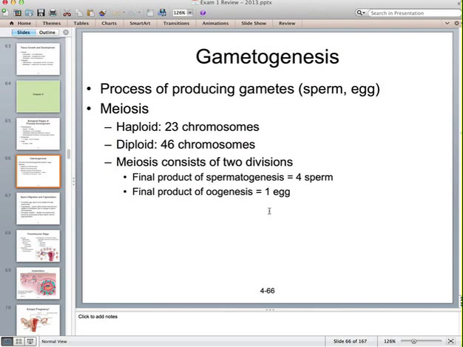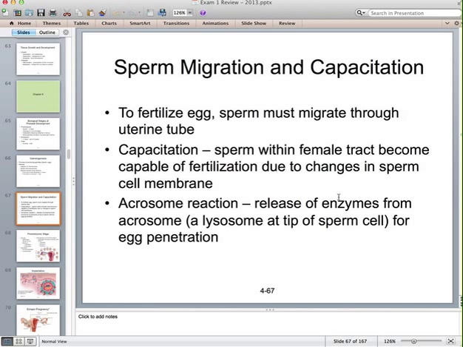Gametogenesis: understand what meiosis is and what the goal of it is, if you will, for either males or females. And then I would understand how, as sperm move through the fallopian tube to get to the egg, they go through some steps to prepare themselves for implantation. So knowing those would be beneficial.